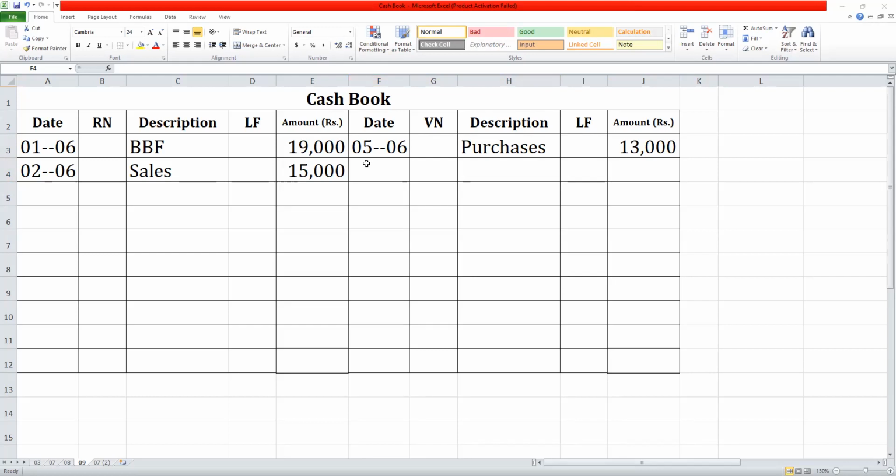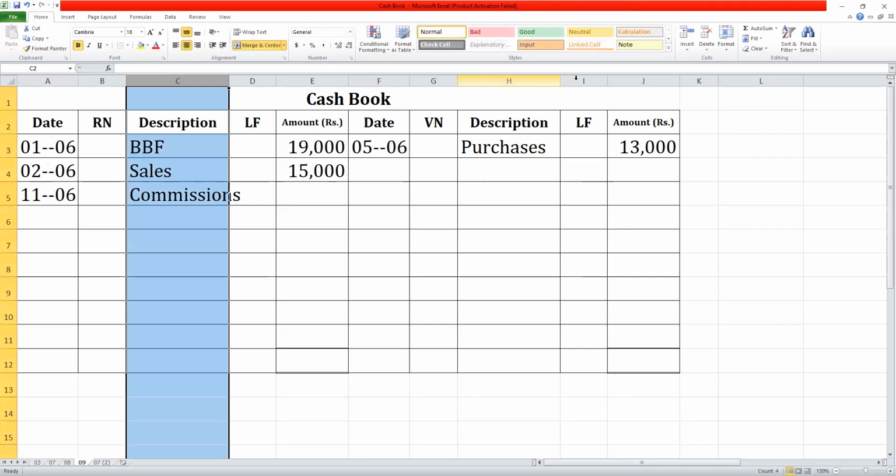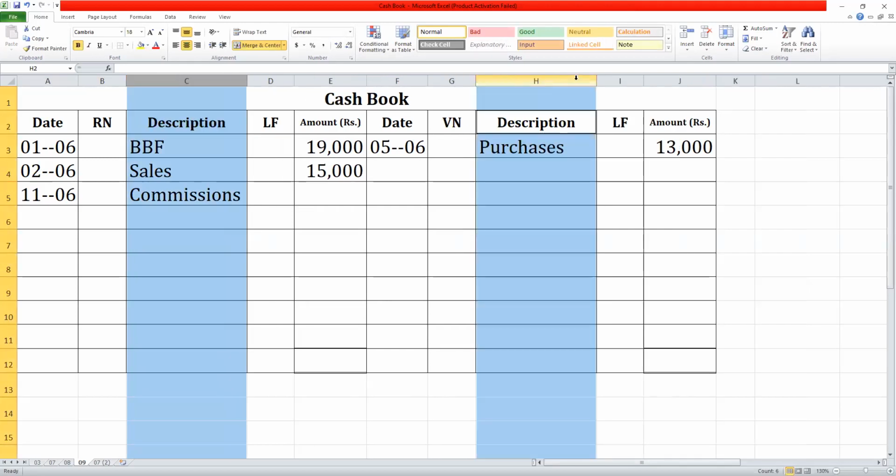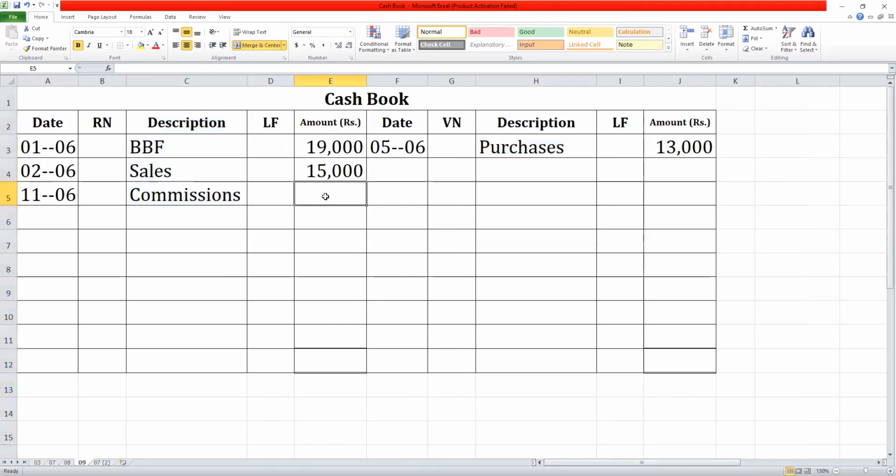Okay. The next date is 11th of June. That is in the commissions received. It's a received commission. It's a receipt. So the cash book has to be debited. The date is 11th of June, commissions. Right? You describe the transactions. Cash book is debited 10,000, commissions. Describe the transaction.